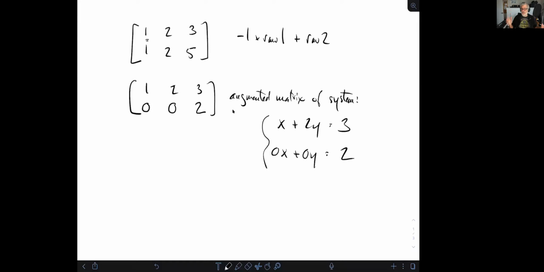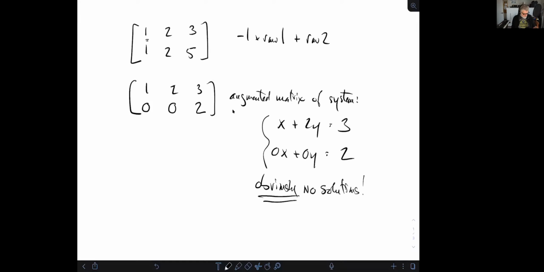Now, clearly, this has no solutions, right? The second equation is just 0 equals 2. Obviously, it has no solutions. So this is the situation you should be looking for. I've used a 2 by 2, but it could be a 5 by 5. Basically, once you've done the whole Gaussian elimination, it's the last row that'll tell you if there's a solution or not.